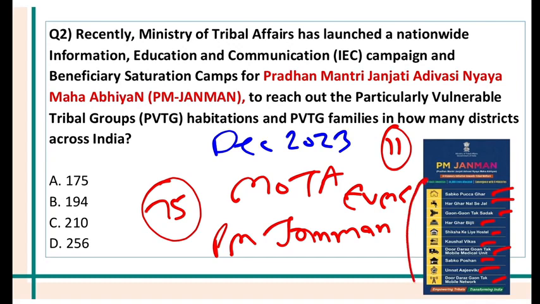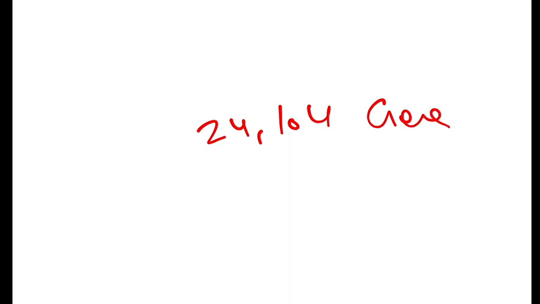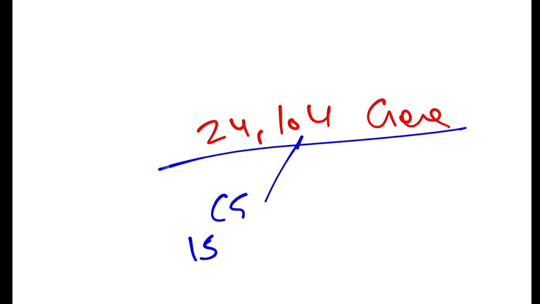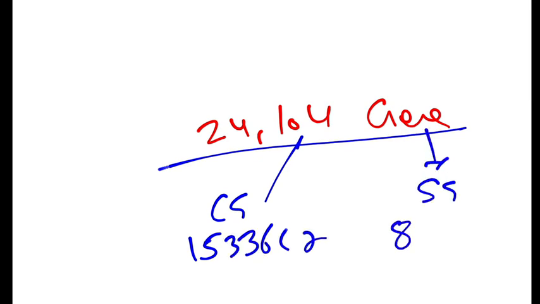So these are the 11 things we want to do. These are the 11 critical interventions which we want to do, right? And this scheme was started with a lot of money. So government said that they have launched this scheme with the outlay of 24,104 crore rupees. So this is the money government will spend. Out of this, central government will spend 15,336 crore and the state governments will spend around 8,768 crore.